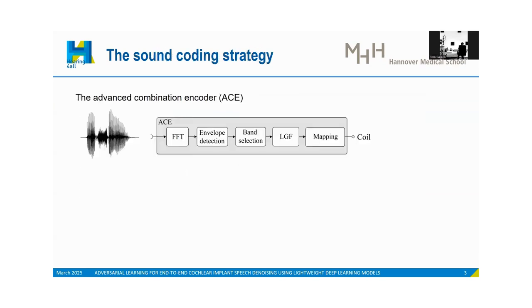So the sound coding strategy, as I said, is the algorithm in charge of transforming the time domain signal into the electrical pulses that will stimulate the auditory nerve. There are different sound coding strategies out there in the market, but we will focus on the ACE sound coding strategy, or Advanced Combination Encoder. The block diagram is shown in this slide here.